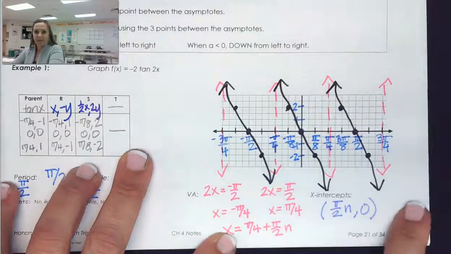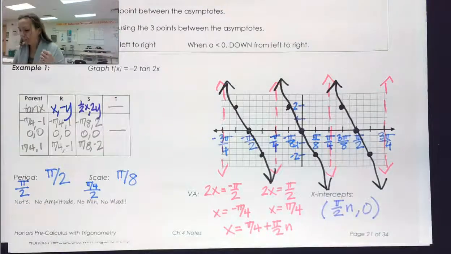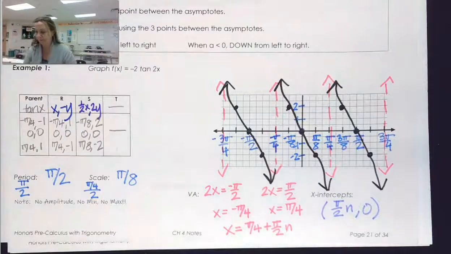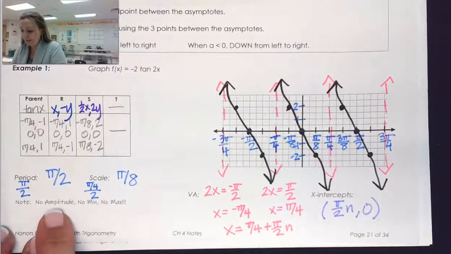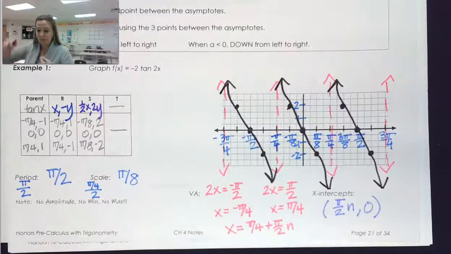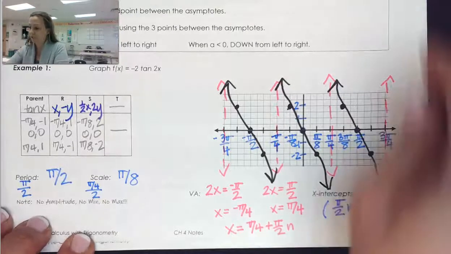Sorry, my dot cam is in the way of this one. It looks like a straight line, but it has that kind of curved shape. But notice that it is stretched vertically, you can tell, because of that A value. And notice that there is no amplitude, no min, and no max with the tangent functions because the range is all real numbers. So that's how we would graph our tangent functions.